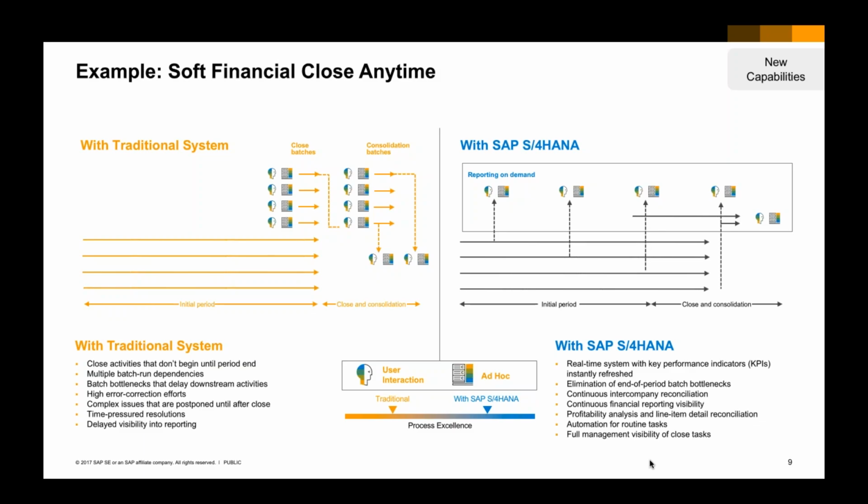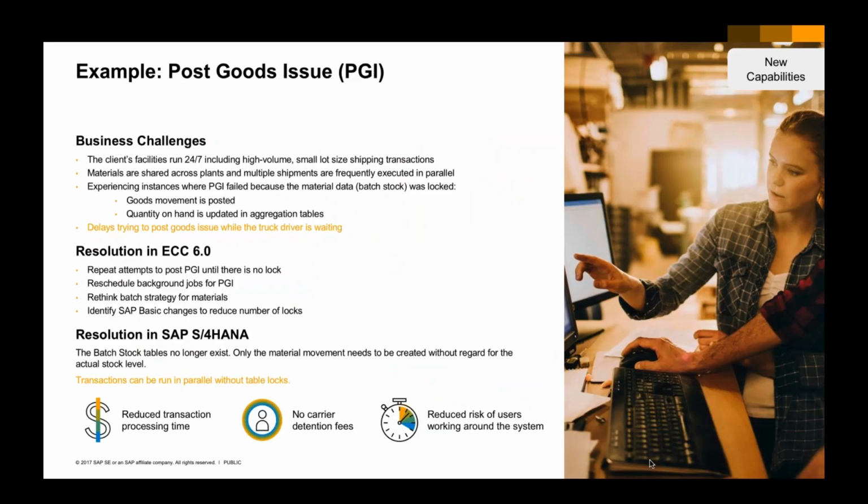So I can actually do a soft close anytime I'd like. By that I mean I can simulate the close, run it and see what would happen, track down the errors, and at the end of the fiscal period, closing is not anywhere nearly as difficult to do because, again, I don't have to do everything in batches. It happens basically in real time. So that's one example of what you can do with a simpler data model.